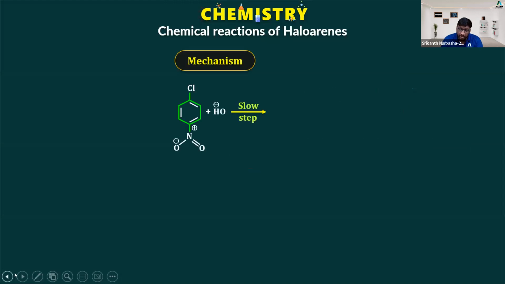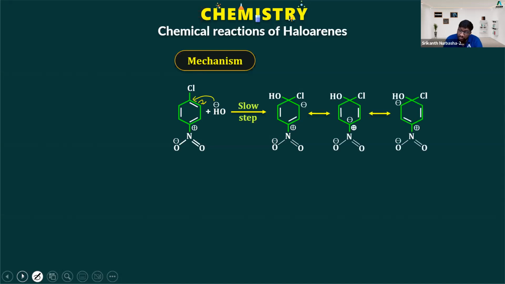Look at the mechanistic approach. The same thing whatever we have explained. OH minus attacks this particular carbon, pi electron density moves away, generating carbon with chlorine, carbon with OH, and a negative charge. You can draw the respective resonating structures in this manner. These are all said to be Meisenheimer complex or carbanion systems.